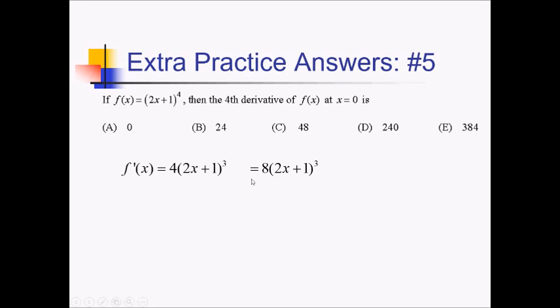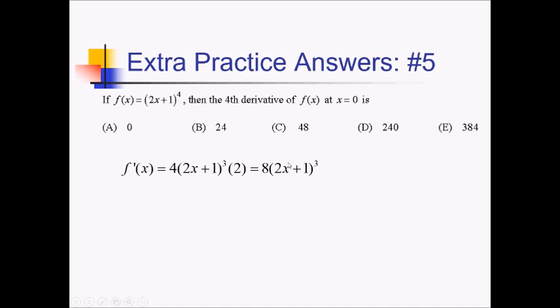So now we need f double prime. That's going to be, let's see, 24 times (2x plus 1) to the 2nd power times the tail of 2, which we can now turn that 24 into a 48. And yes, there's a little bit of a pattern here. F triple prime, now we're going to have 96 times (2x plus 1) times the tail of 2.